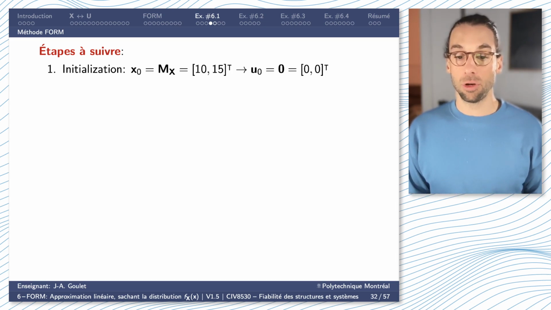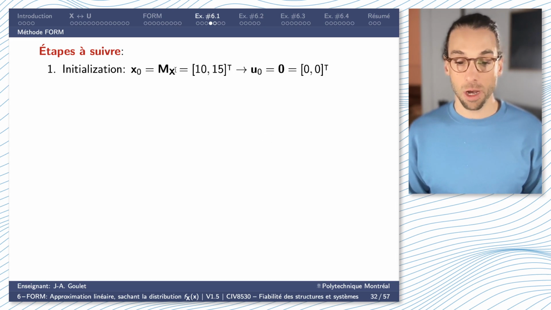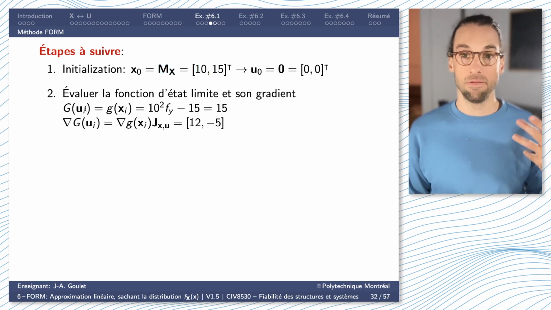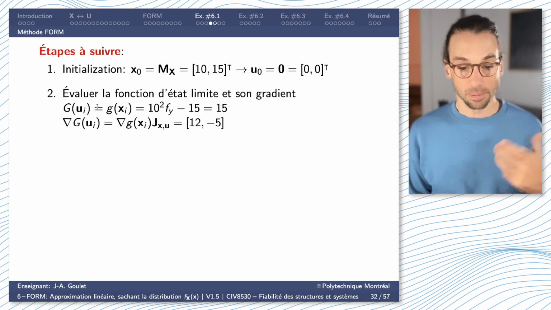So the steps to follow if we want to find our design point. We start from u0 at the origin, which corresponds to the mean value in the original space. Then I'm going to compute the value of my limit state function at the linearization point, which corresponds to the evaluation of my limit state function in the original space. So it's going to be 15.